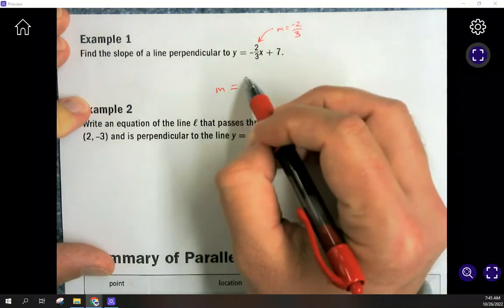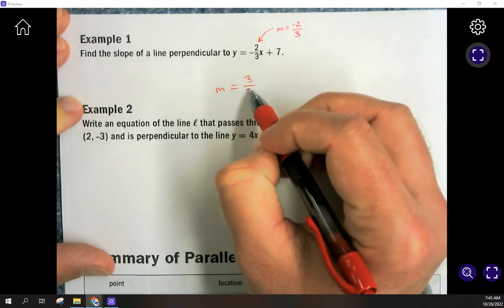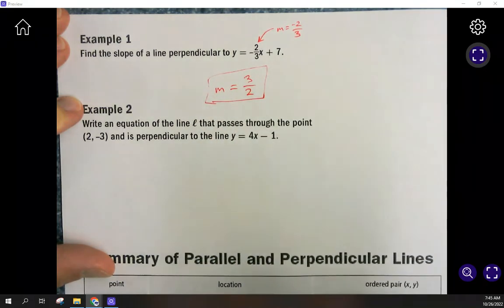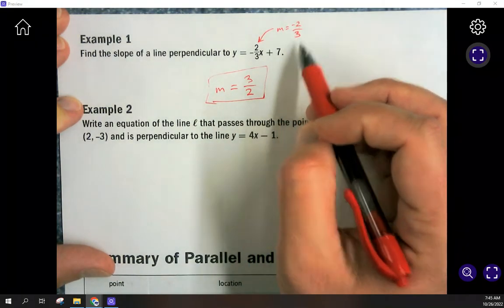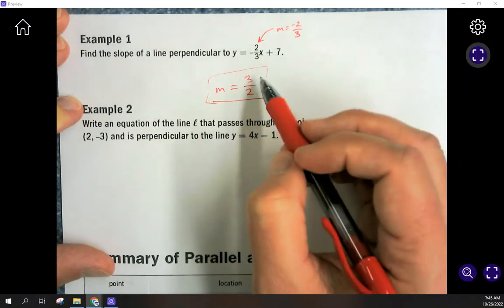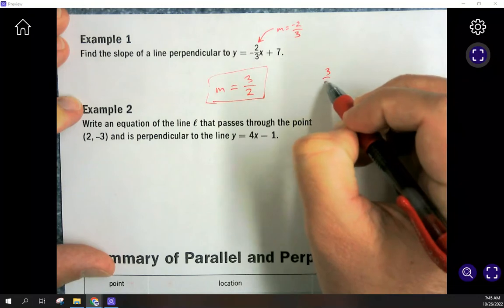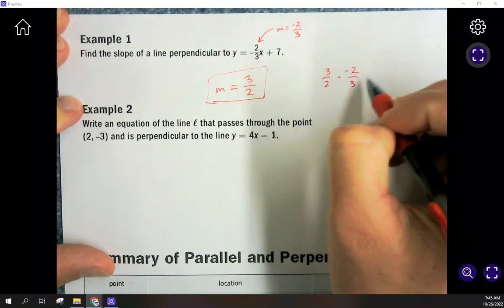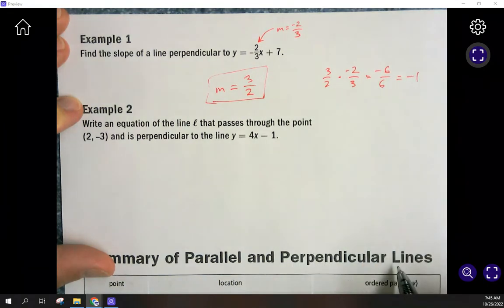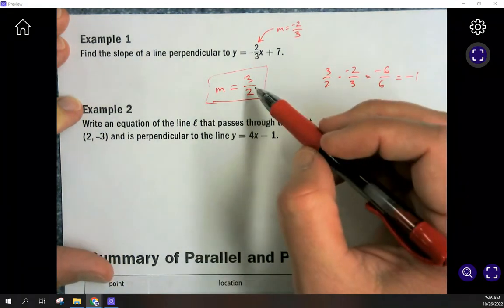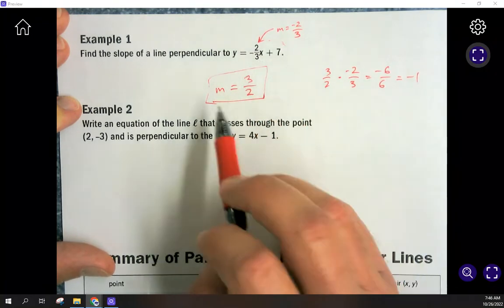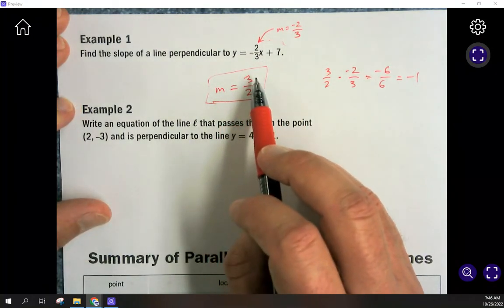And we have to just flip this. So it's 3 over 2. And that's it. The opposite reciprocal of -2/3 is 3 over 2. The fraction is flipped. Negative becomes positive. If I multiplied these, 3 over 2 times -2/3, I get -6 over +6, which is -1, which fits my theorem. Okay, so the slope of a line perpendicular to this one with a slope of -2/3 is going to have a slope of +3/2.